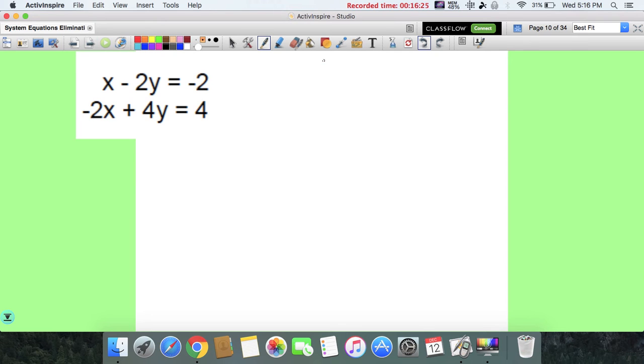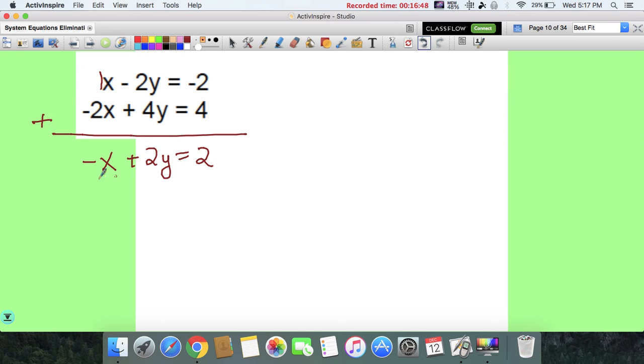But here comes a problem. If I leave these two equations as they are and I decide to add, let's see what happens. There's a 1 here. I'm just going to put a 1 there. So 1x minus 2x is negative x. Negative 2y plus 4y is, sorry, positive 2y. And negative 2 plus 4 is just 2.